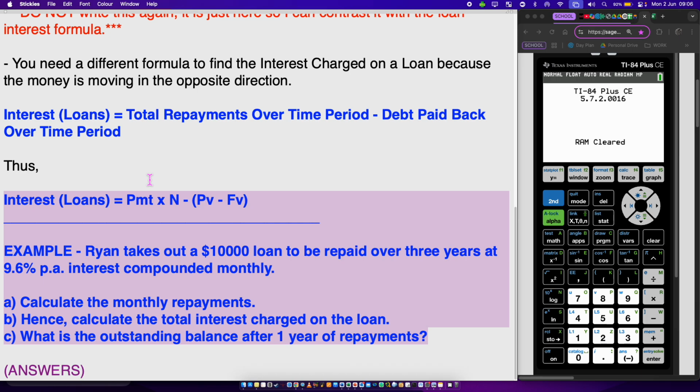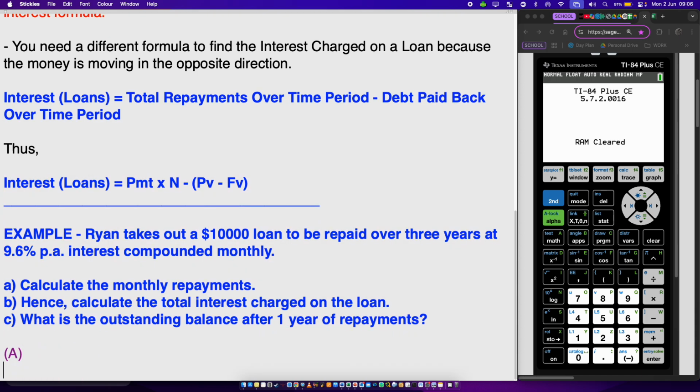All right, let's have a look at Ryan. Ryan takes out a 10 grand loan. He wants to repay it over 3 years, 9.6% per annum compounding monthly. Calculate the monthly repayment. So, I'm going to try to demonstrate how to become a ninja at TVM Solver. If you can become fast at TVM Solver, this topic will be like nothing. If you're going to be slow at TVM Solver, you're going to struggle.